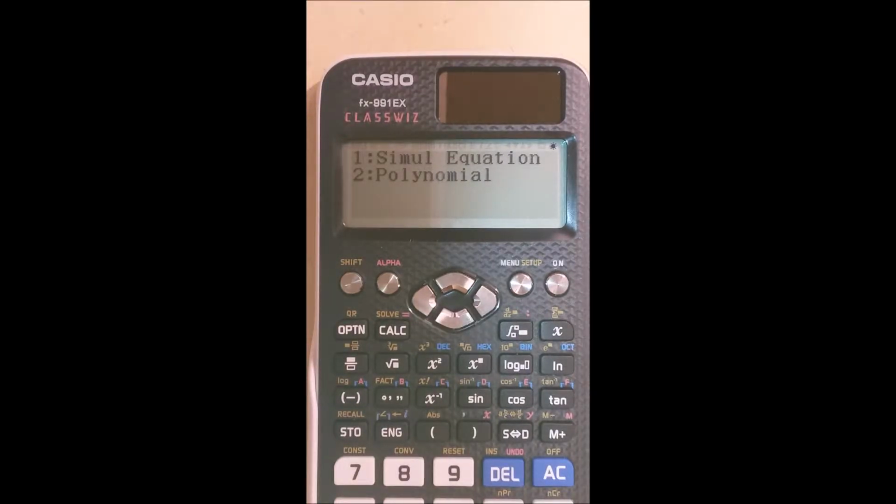Okay, simultaneous equations. I'm going to hit number 1 for that. And it gives me a choice. I can do it with 2, 3, or 4 unknowns. I'm going to do an example with 3 unknowns, so all I do is hit 3. And it comes up, and you can see I've got a matrix, so I can put in the x, y, and z coefficients and the number this equals.